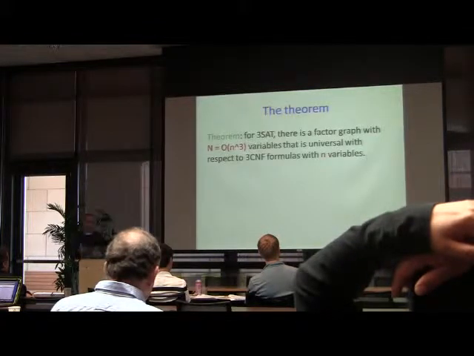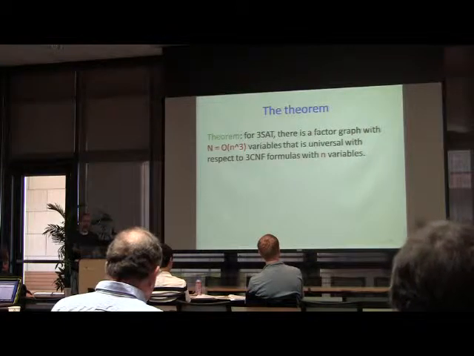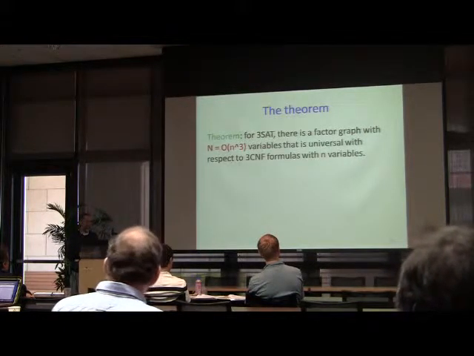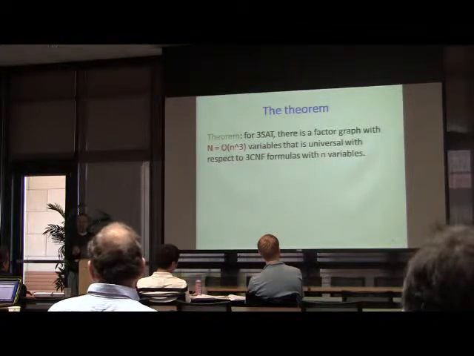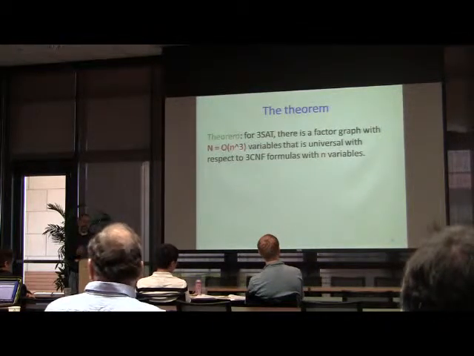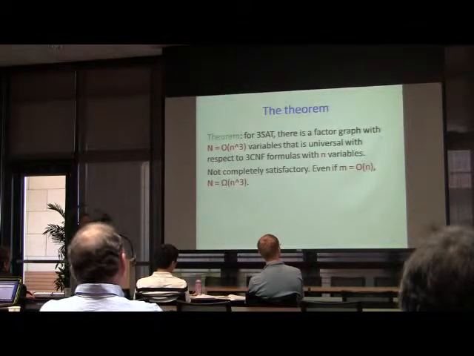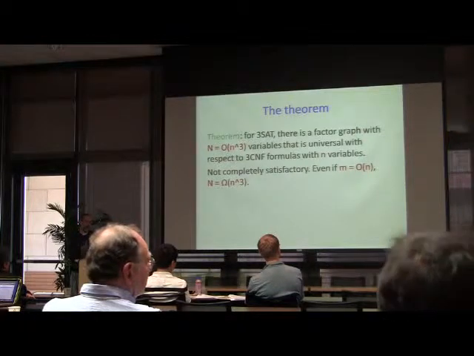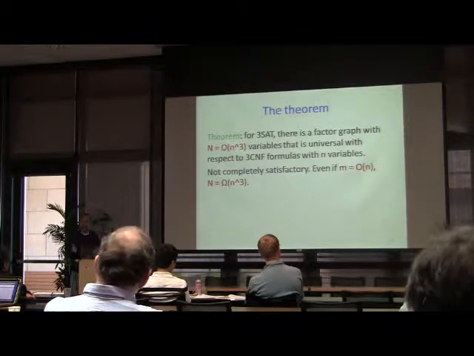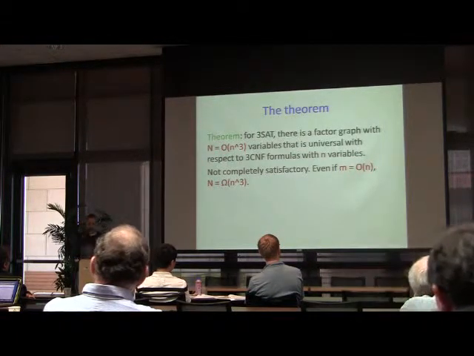So the theorem for 3SAT: there is a factor graph with order n cubed variables that is universal with respect to 3CNF formulas that have n variables. This is not completely satisfactory, because think of the original 3CNF formula, even if it had only, let's say, n clauses, we still constructed an object of size n cubed. That's not very satisfying.